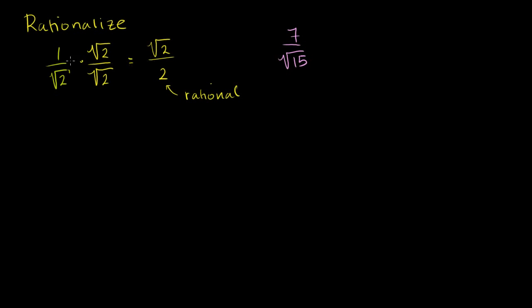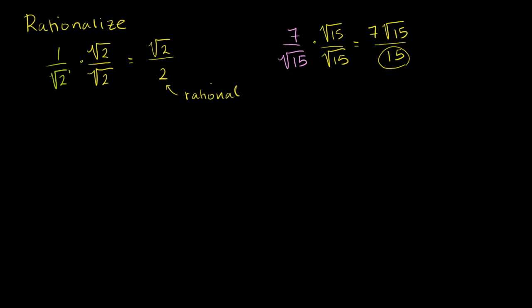So just like we did here, let's multiply this times the square root of 15 over the square root of 15. And so this is going to be equal to 7 times the square root of 15 over the square root of 15 times the square root of 15. That's 15. So once again, we have rationalized the denominator. This is now a rational number. We essentially got the irrational number up on the numerator. We haven't changed the number. We just changed how we are representing it.